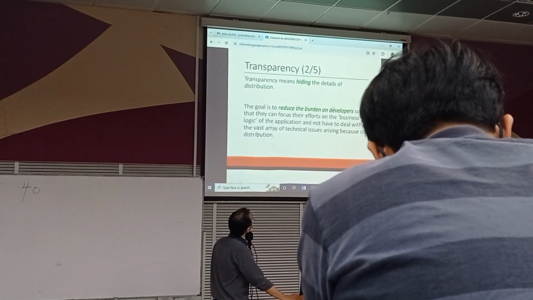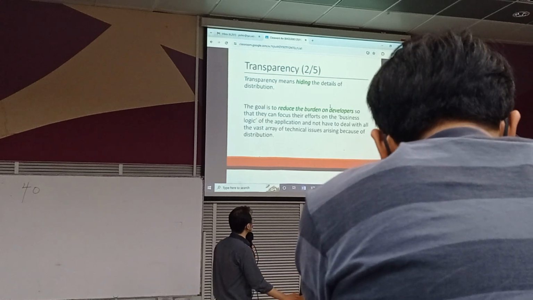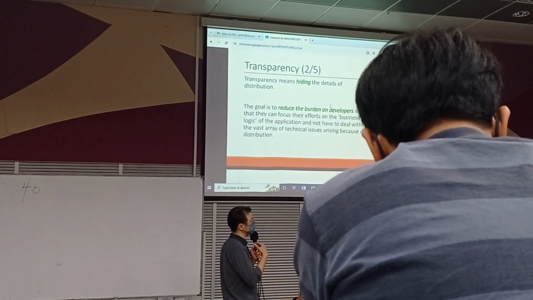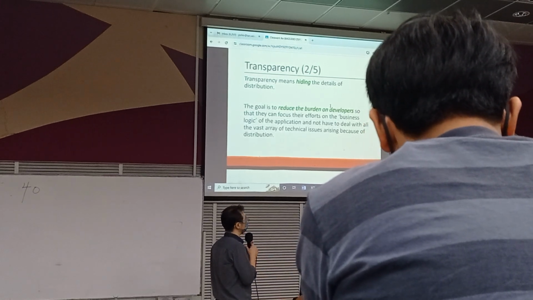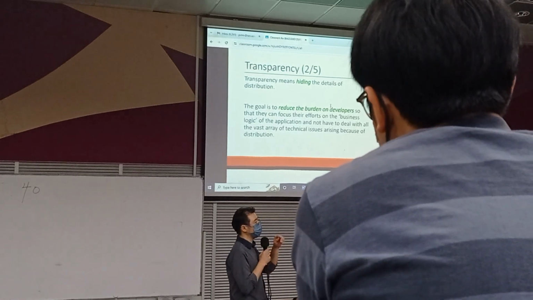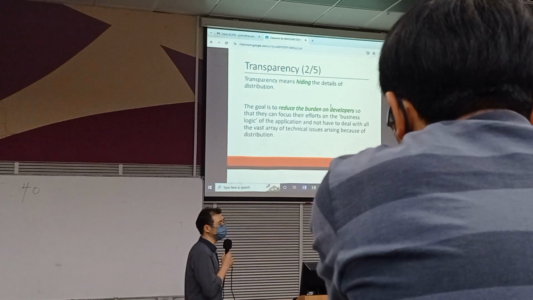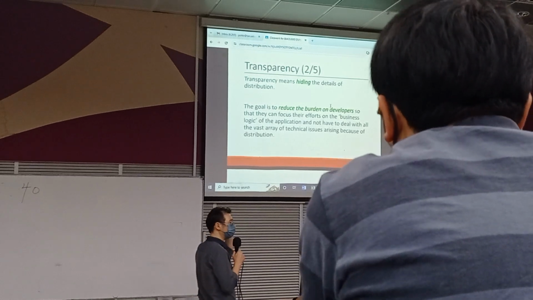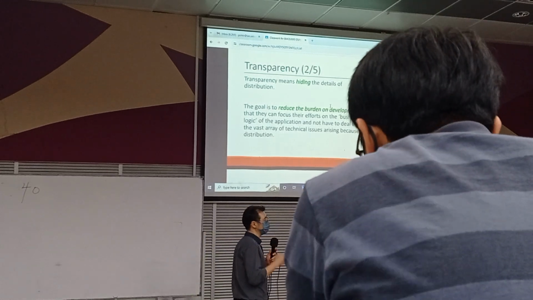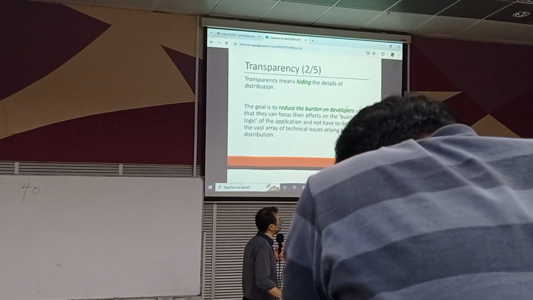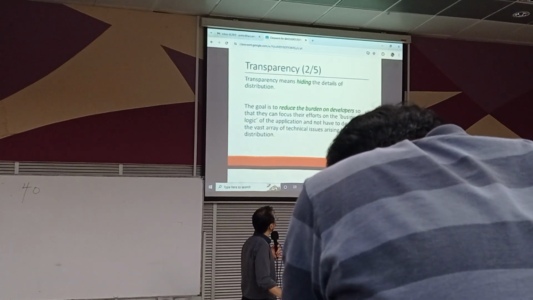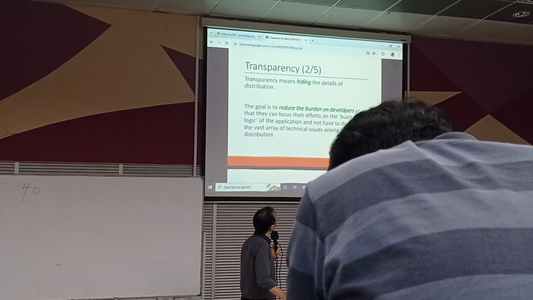So the transparency is actually hiding the details from the user, so that you don't have to know what is going on. But of course, this is to lift the burden from the user, but it actually increases the burden on the developer. Okay? The developer has to make sure that the transparency is done well and without any hiccups. Right?